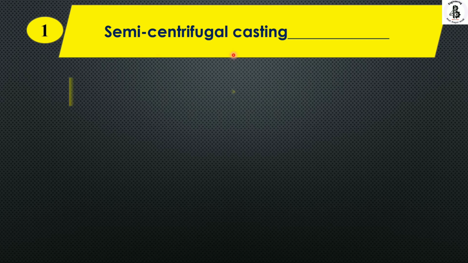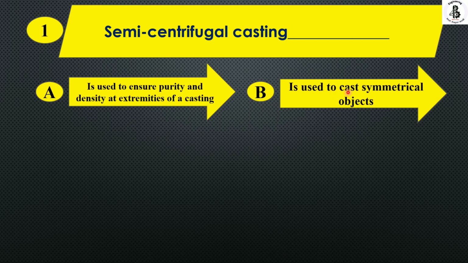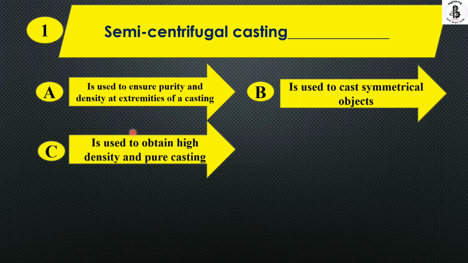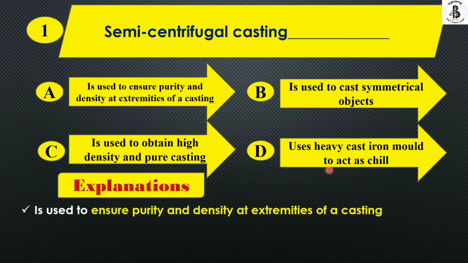Semi-centrifugal castings. Option A, used to ensure purity and density at extremities of a casting. Option B, used to cast symmetrical objects. Option C, used to obtain high density and pure castings. And option D, uses heavy cast iron molds to act as chills. Basically, the semi-centrifugal casting process is used to ensure purity and density at extremities of a casting. So the right answer is option A.